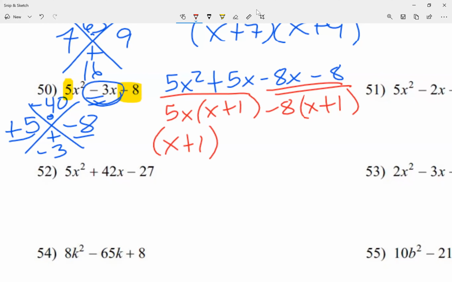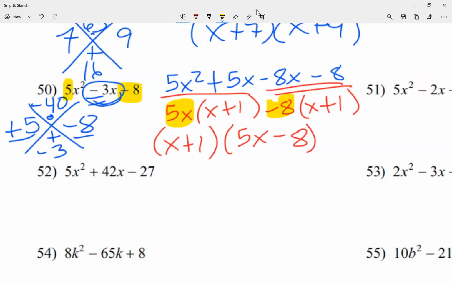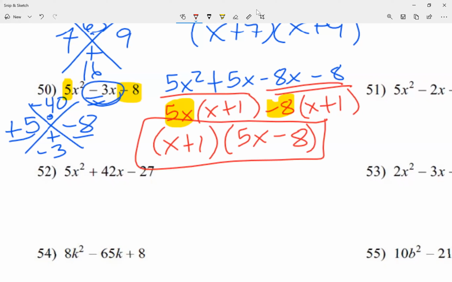That's the parentheses that repeats. And my other factor will be 5x minus 8. Let me highlight where I got that from. 5x minus 8. Now that's my answer. These two parentheses are my answer. Now, which one goes first? It doesn't matter.